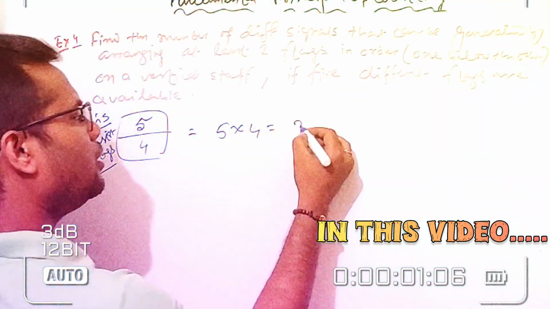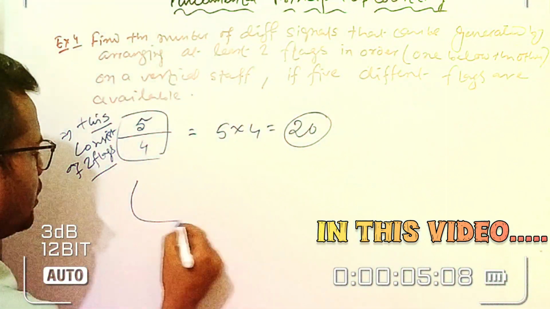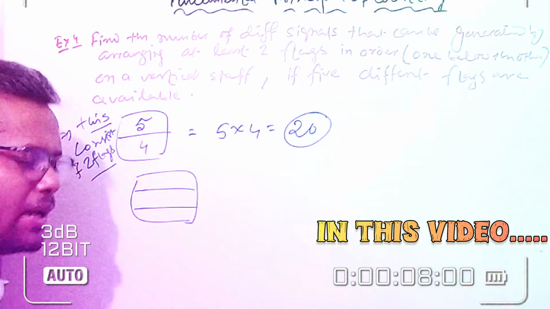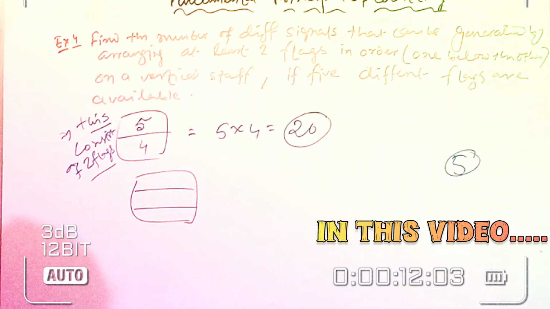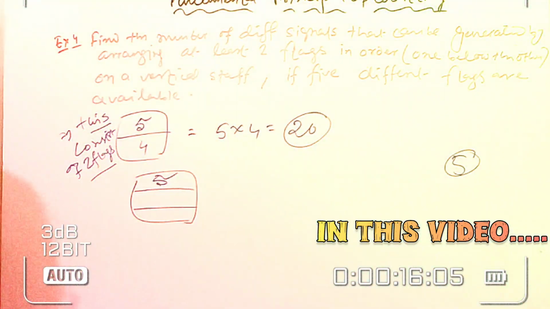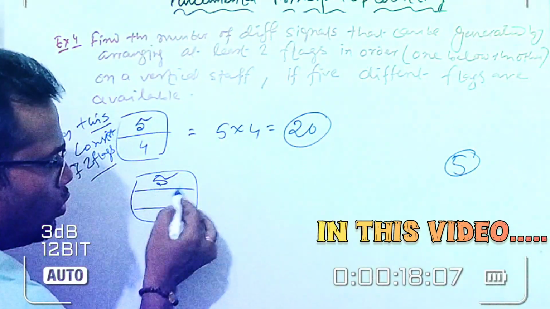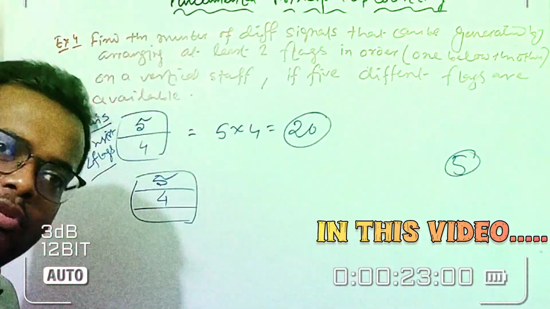That means there are 20 possible outcomes. If there are 3 signals, we have 5 flags. From these 5 we can choose in 5 ways, so this 5 can be written here. Then 1 flag has been taken, so there are only 4 flags. So 4 flags can be chosen in 4 different ways.